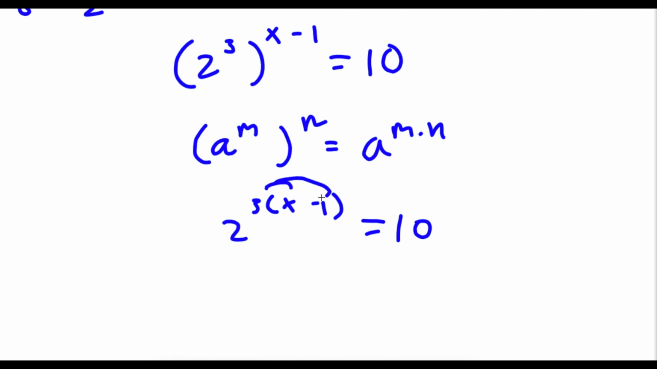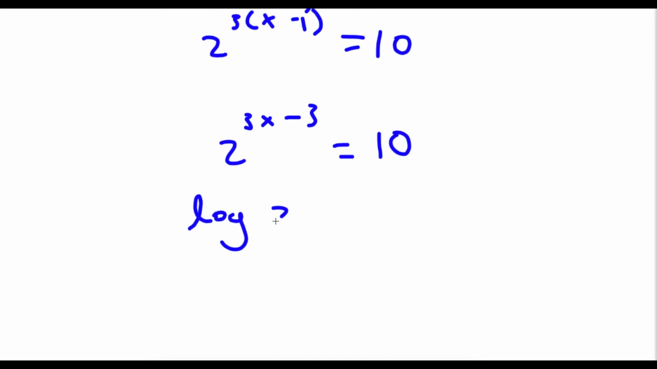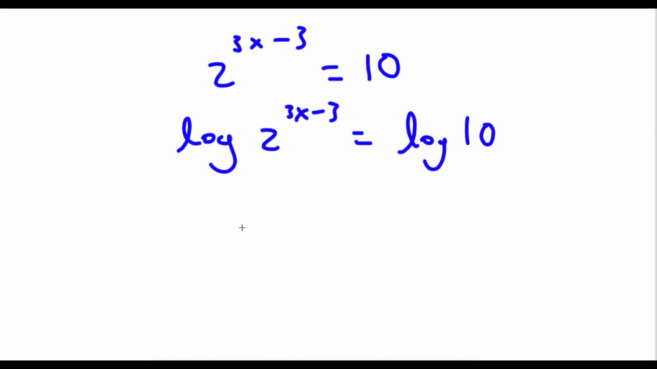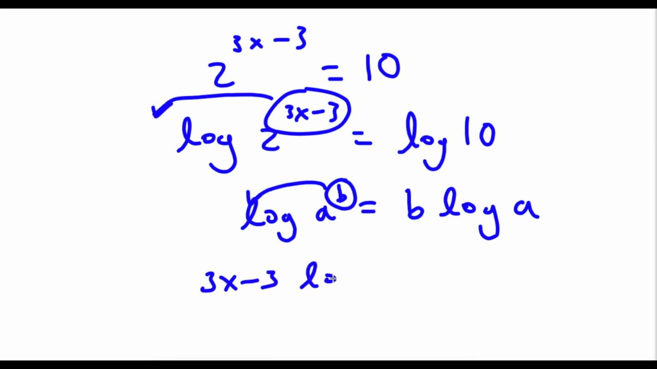And now I can distribute the 3. 3 times x is 3x. And 3 times negative 1 is negative 3, so 2 to the power of 3x minus 3 is equal to 10. Now, if I take the log on both sides, I have log 2 to the power of 3x minus 3 is equal to log 10. Now, an important property of logarithms is that if I have log a to the power of b, I can actually move this exponent b to the front of the logarithm. So this would equal b times log a. So in this case, I can move this to the front, so I'll have 3x minus 3 times log 2 is equal to log 10.